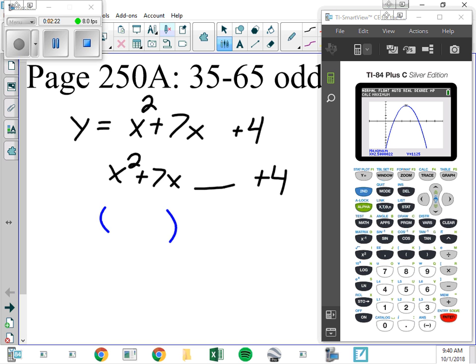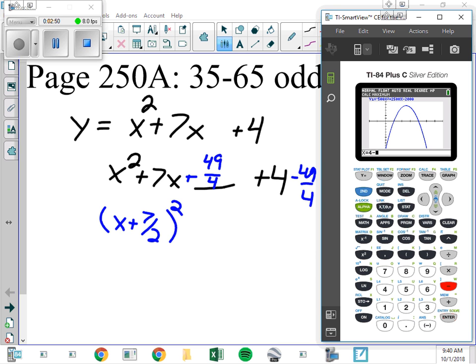So this is going to be x plus half of 7, and I highly recommend that you just leave it in fraction form because it's easier to square. So plus 7 over 2 squared. So this is going to be 49 over 4. 7 times 7 divided by 2 times 2. And if I add 49 over 4 to part of the equation, I have to subtract it to balance everything out. And I'm just going to type in 4 minus 49 fourths.